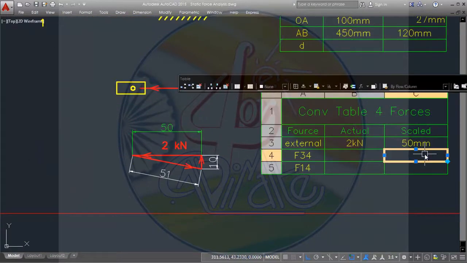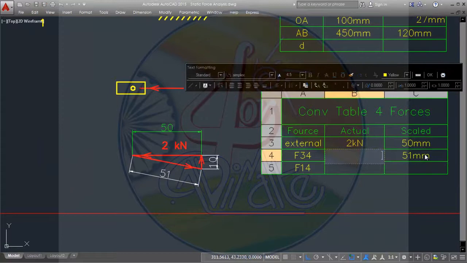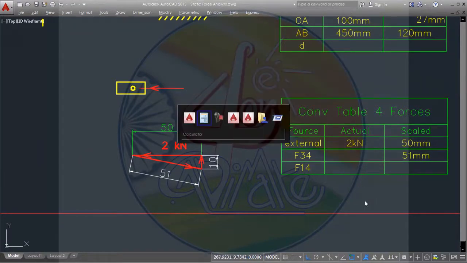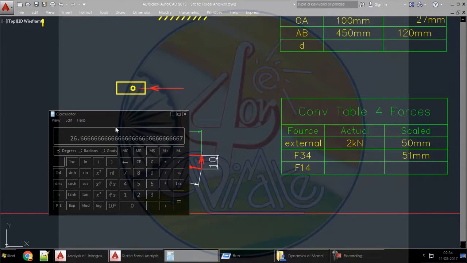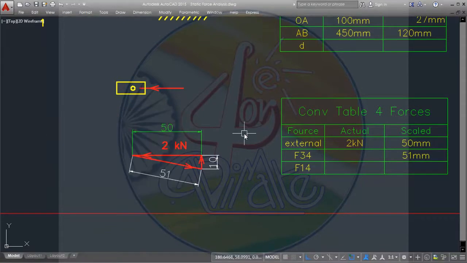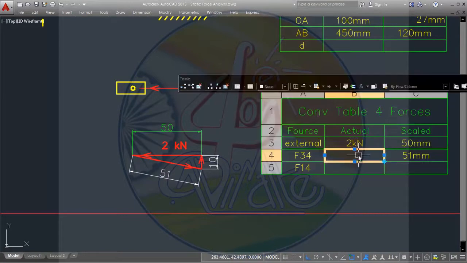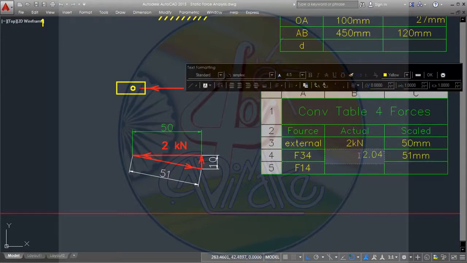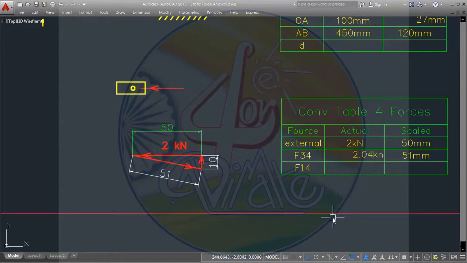This one is 51 mm. So we have to again convert this into force. How to do that? Using calculator. Fine. What you have to do? 51 divided by 50 into 2. The answer is 2.04. So this will be 2.04 kilonewtons. Fine. This is the force.